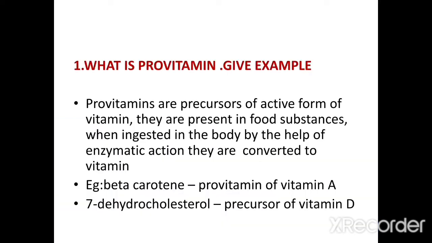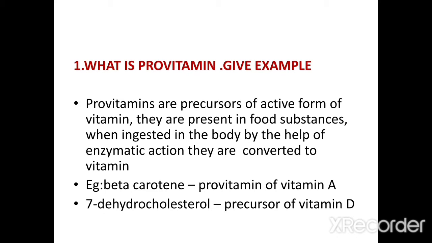First question is, what is provitamin? Give example. Provitamins are precursors of active form of vitamin. They are present in food substance and when they are ingested in the body with the help of enzymatic action, they are converted to vitamin. Example for provitamins are beta carotene.